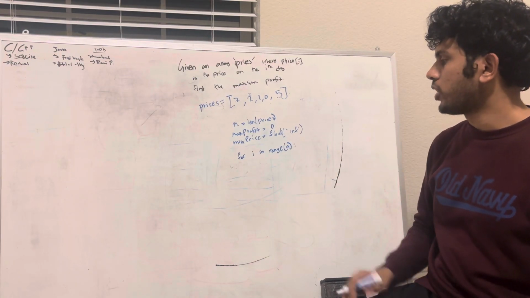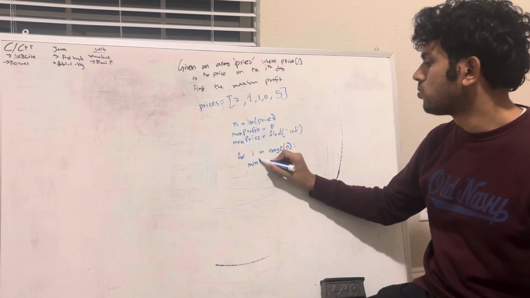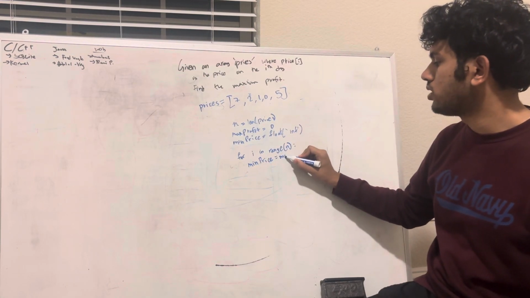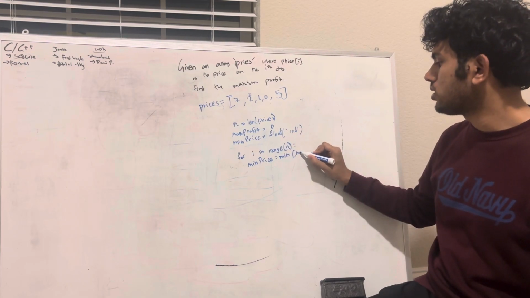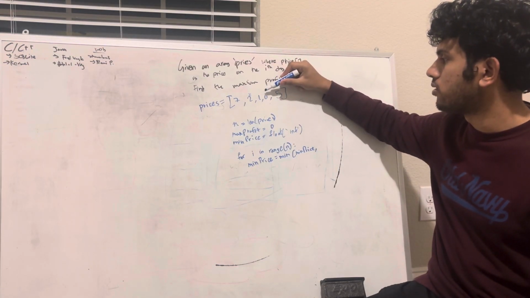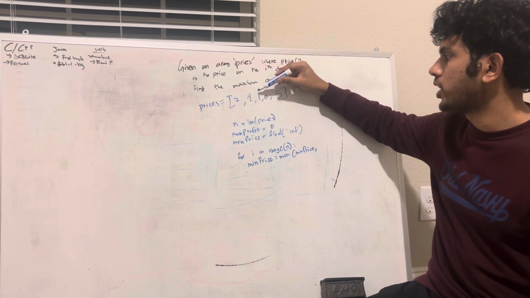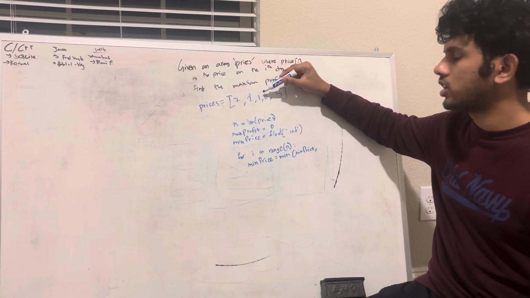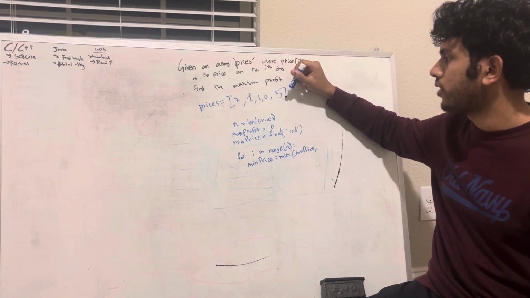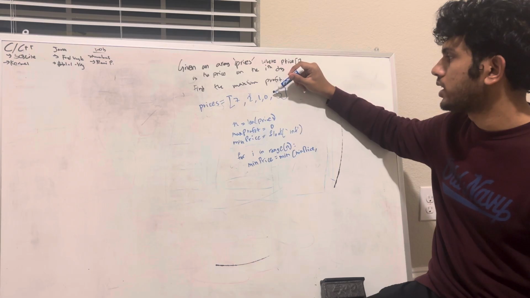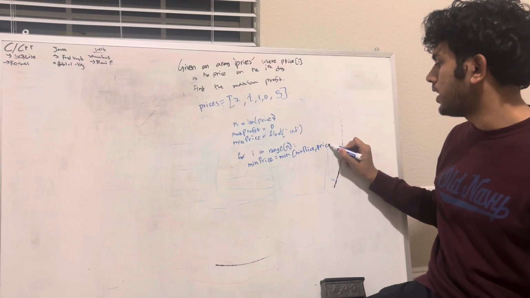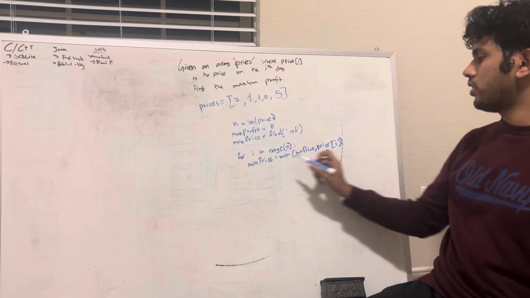Now we need to find the minimum price. The minimum price is the minimum between the current minimum price and the current day's price. For example, if you reach day 1 and the price is 1, and the previous minimum price is 2, then automatically the minimum price will be 1. But compare that with here, where the current day is 5 but the minimum price is 0, so the minimum price will still be 0. So min of minimum price and price i. We found the minimum price.